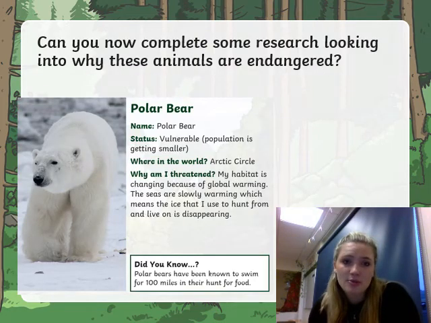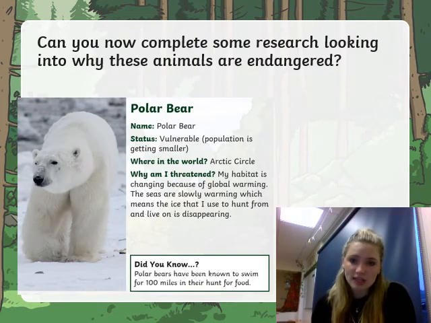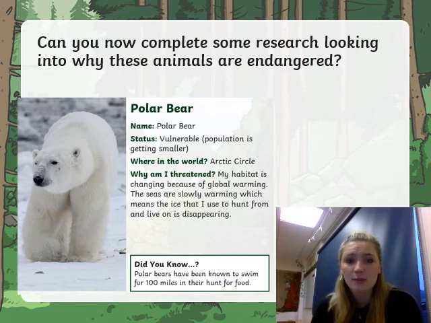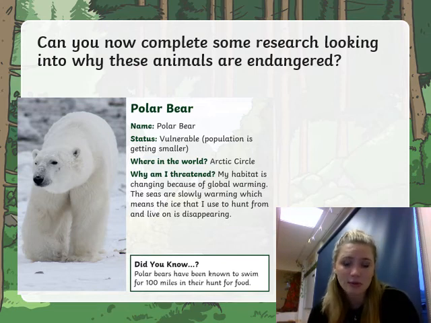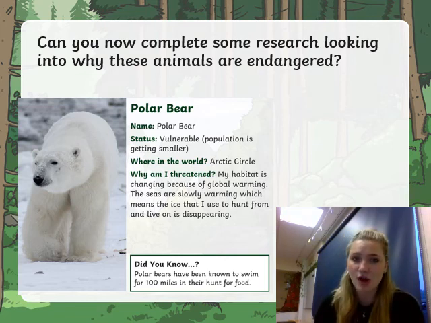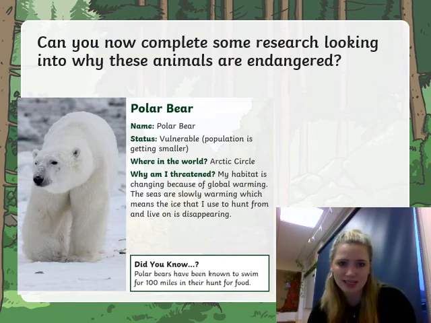So you could set it up in something that looks like this. You could draw a picture of the animal. You could then tell me the name of the animal, tell me where it is in the world. So obviously the polar bear is in the Arctic Circle. You could say why it is threatened, so why is it in danger of becoming extinct. You could tell me a little bit more about this animal and go into lots of detail about it, and maybe give me a did you know fact. So this is just one way you could set it up.